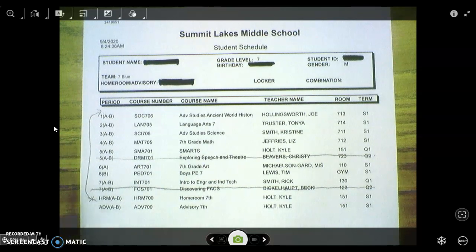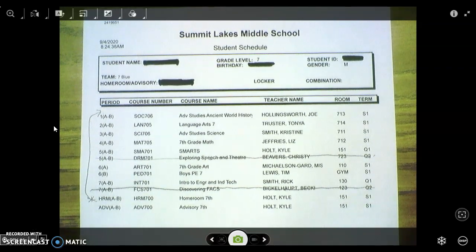Advisory is listed here at the bottom. This is also one of those that's an unneeded class within your schedule, so you can cross that out too. Your advisory teacher and your homeroom teacher are the same teacher, so just cross that out to avoid confusion and get that out of the way. Okay.